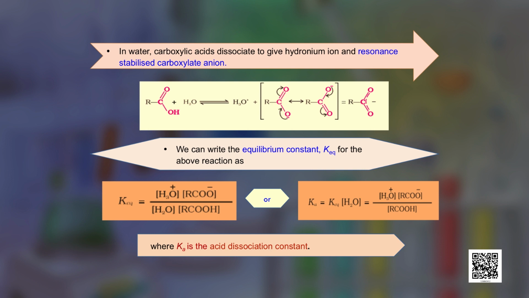the concentration of carboxylic acid multiplied by the concentration of water. Or we can also take the concentration of water from the denominator to the side of K equilibrium to give us a new constant, which is Ka. This constant is called the acid dissociation constant and can now be written as K equilibrium times the concentration of water. The rest of the equation on the right hand side remains the same.